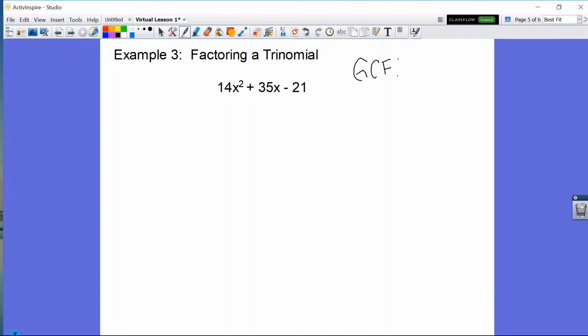and just tell you that the greatest common factor is 7, which makes sense because that's the biggest number that goes into 14, 35, and 21. So we need to factor that out. So I'm going to write a 7 on the outside, and then we need to divide each of our terms by 7. So 14x squared divided by 7 gives me 2x squared. 35x divided by 7 gives me 5x. And negative 21 divided by 7 gives me negative 3.